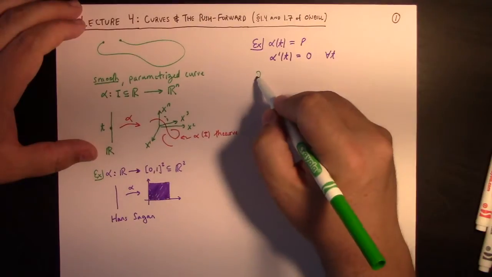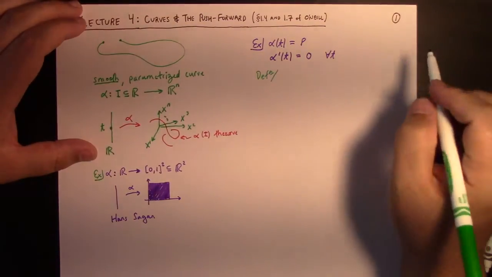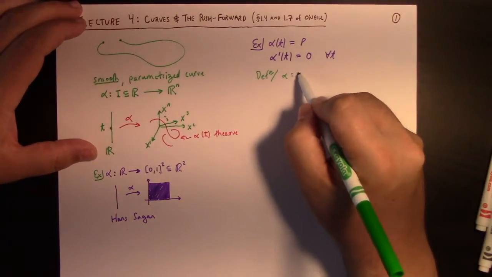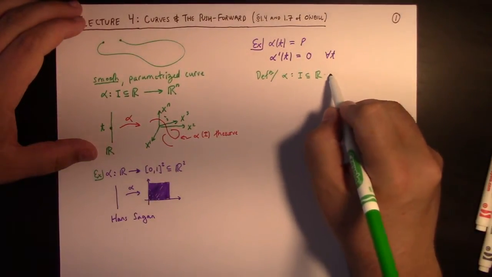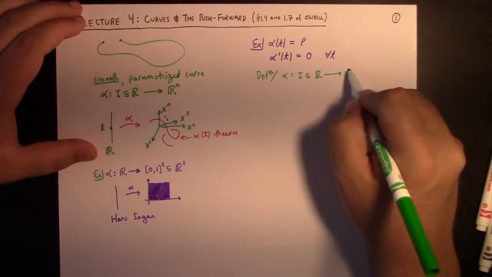All right, so definition: alpha from I, again, some connected subset of real numbers. I think O'Neill takes it to be open. Maybe Gunnell takes it to be open.